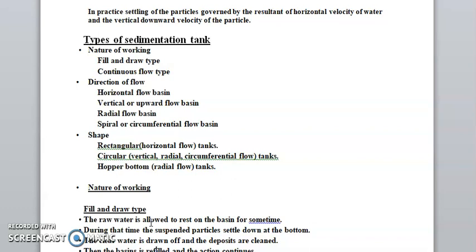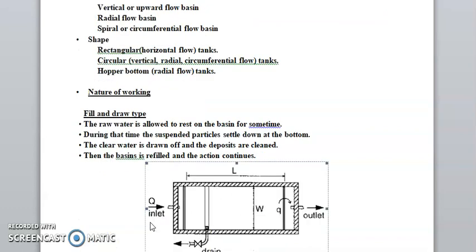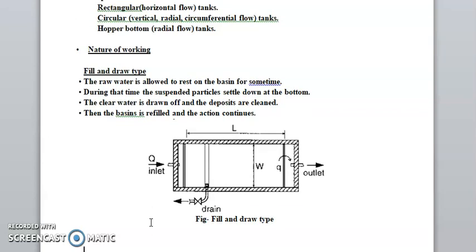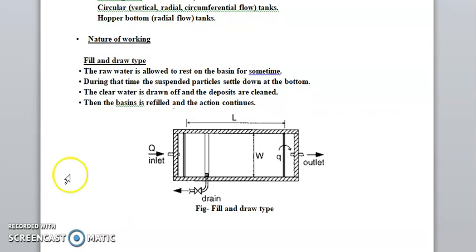Now we go to the nature of working. Fill and draw type: the raw water is allowed to rest in the basin for some time. During that time, suspended particles settle down at the bottom. The clear water is drawn off, the deposits are cleaned, then the basin is refilled and the action continues. You can see this here. This is the fill and draw type.